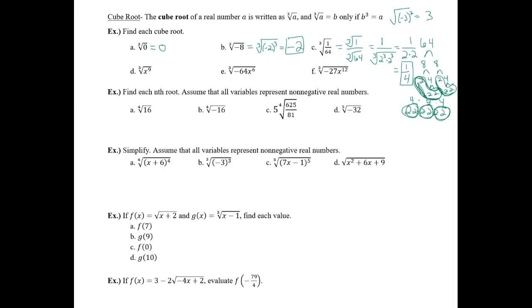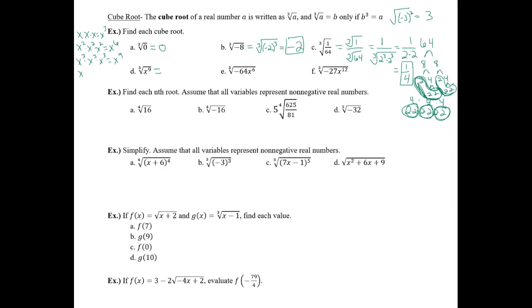Okay. What if we throw in some variables? So now I'm taking the cube root and not the square root. So I'm asking what times itself 3 times would give me x to the 9th. So let's do our little experiment over here. X times x times x is x cubed. X squared times itself 3 times will give me 2, 4, 6. X cubed times itself 3 times would give me 3, 6, 9. X to the 9th power.